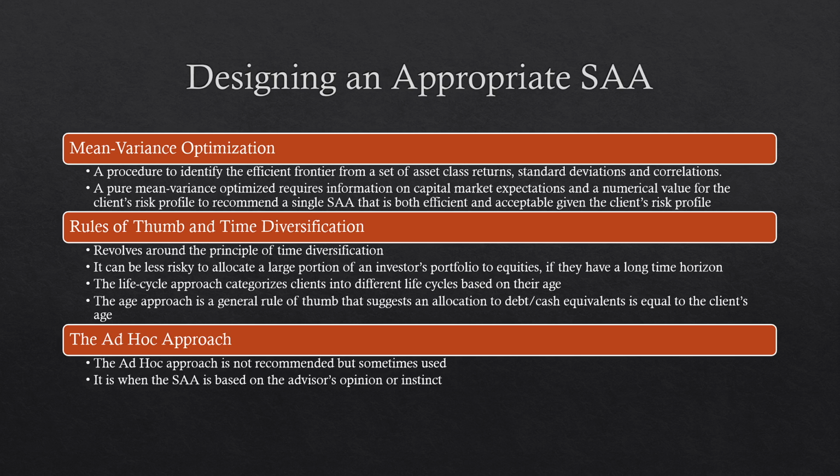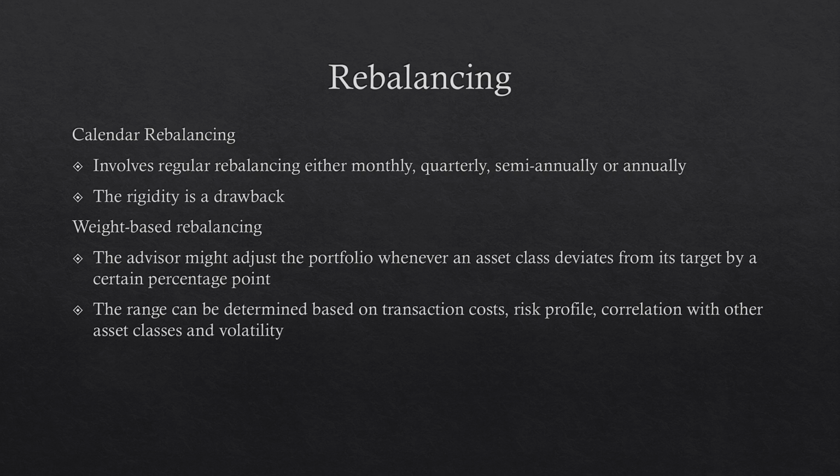The ad hoc approach, so it is not recommended, but it is sometimes used. So this is when the asset allocation is based on the advisor's opinion or instincts. Now, when rebalancing, sometimes advisors may just do calendar rebalancing, which involves regular rebalancing either monthly, quarterly, semi-annually, or annually. The drawback to this is that it is a bit rigid.